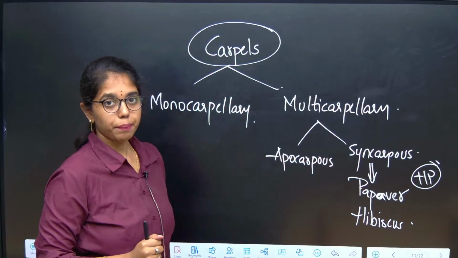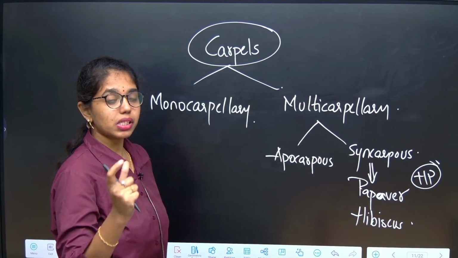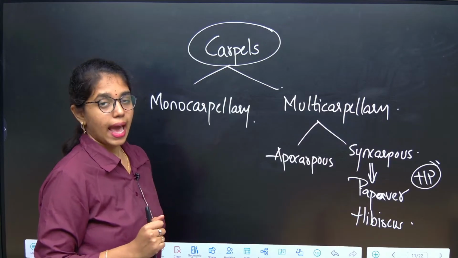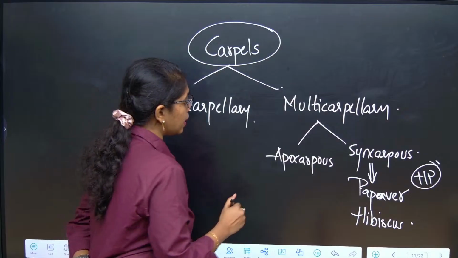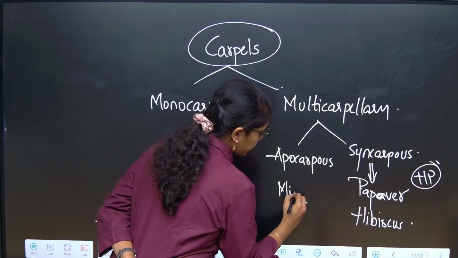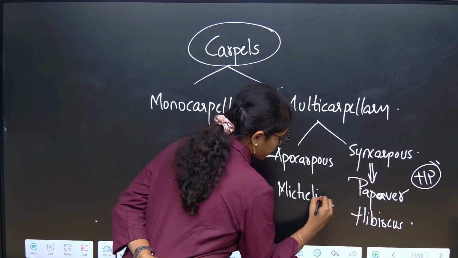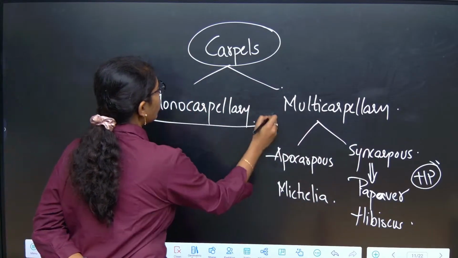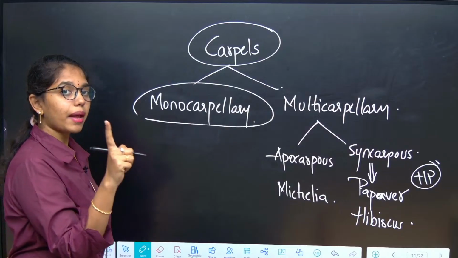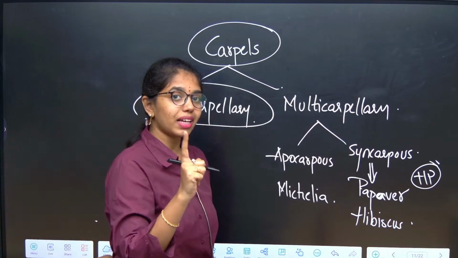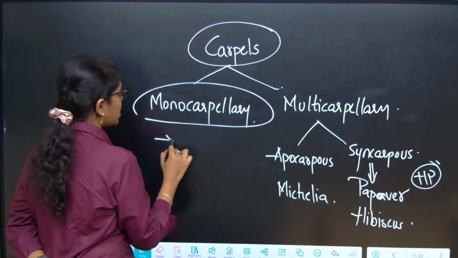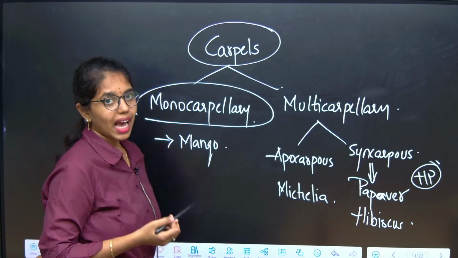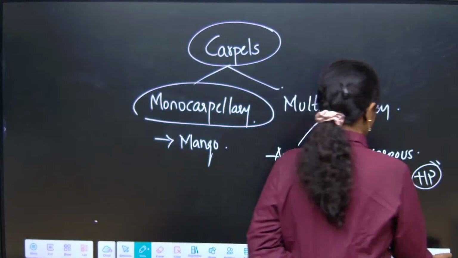Second type is apocarpous, wherein carpels are free. It is multicarpellary and free, you will call it apocarpous. Best example is Michelia. Understood? This is the multicarpellary condition. Monocarpellary has a single carpel, that is a single unit of stigma, style and ovary. Best example is mango. These are about the structure of the gynoecium.